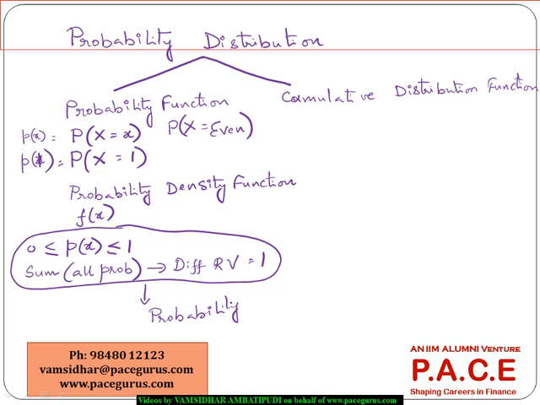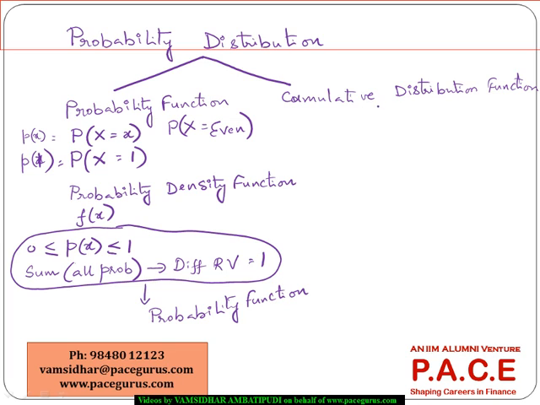Any function is called a probability function if the individual probabilities all lie between 0 and 1, and the sum of the total probabilities for the various outcomes of the random variable is 1.